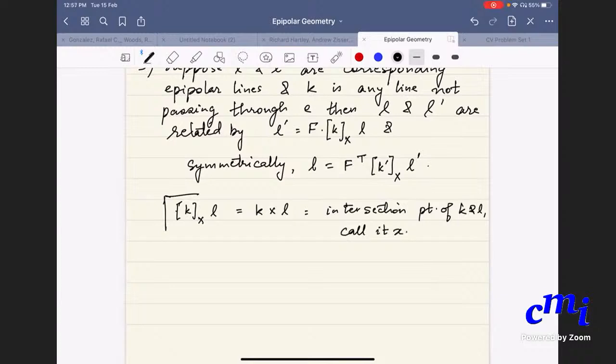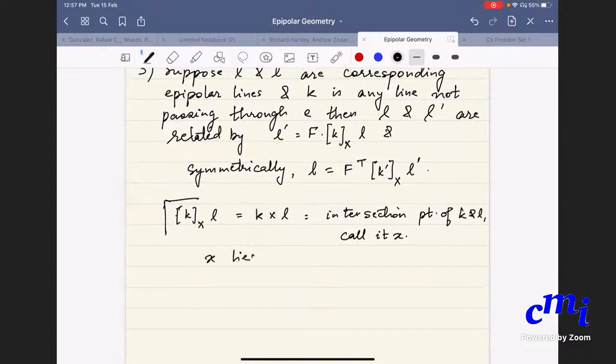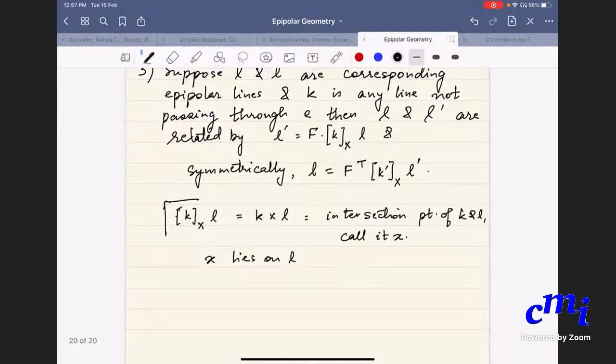Okay. Now X lies on L. So therefore, if I look at this, F applied to this is nothing but F applied to this X, right? So this thing is X, so it is Fx. But what is F applied to X? The fundamental matrix applied to X gives you the line L prime. Okay, and so we have the required expression.